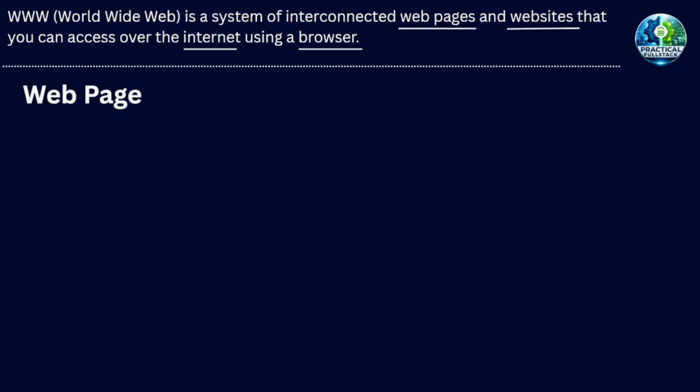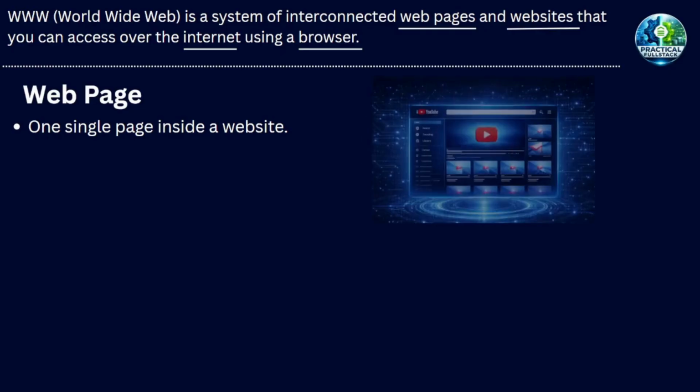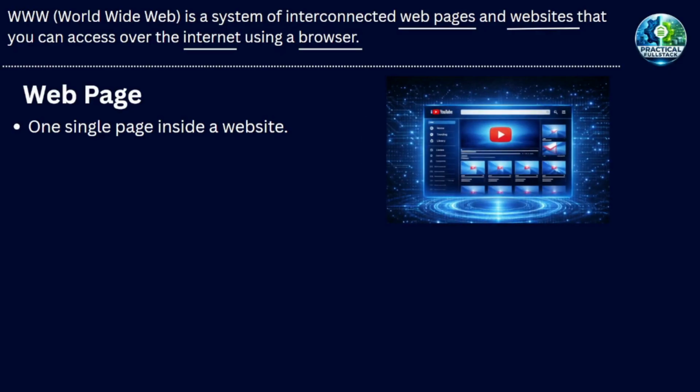So, let's start with web page. So, what is a web page? It is a single page inside a website. If you think of a home page of youtube.com, the entire home page is a single page. The definition also says inside a website.